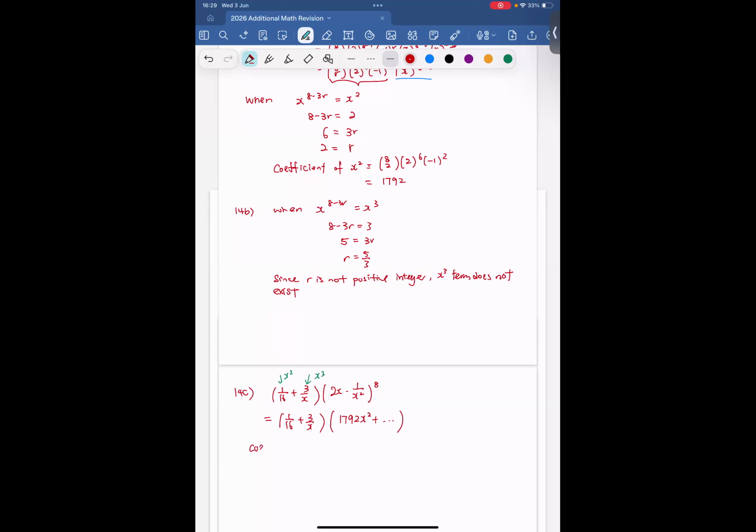Then write down, coefficient of x squared is just 1792 times 1 over 16. You get 112. Yep, so that's how you use the general term to see certain things. You straight away jump to the term that you want instead of slowly expanding out.